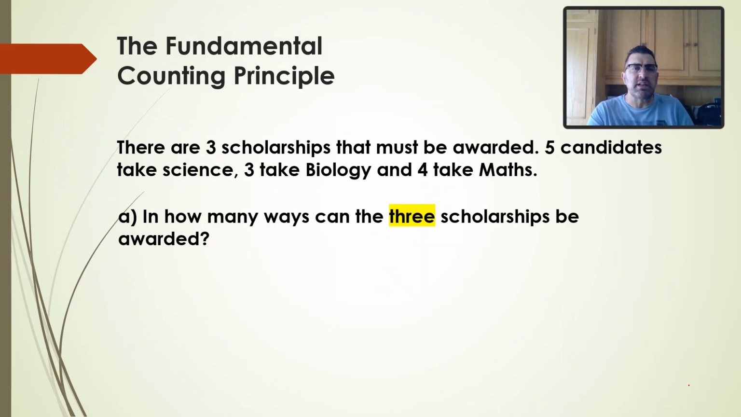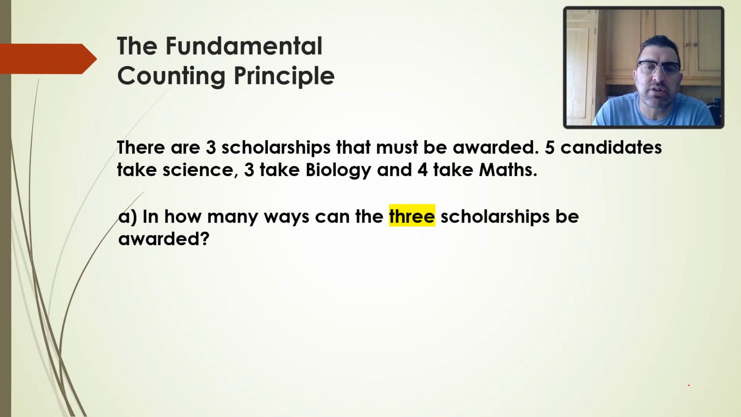Okay, let's look at another one. There are 3 scholarships that must be awarded to 5 candidates who take science, or 3 candidates that take biology, or 5 candidates that take maths. 3 scholarships. In how many ways can the 3 scholarships be awarded?